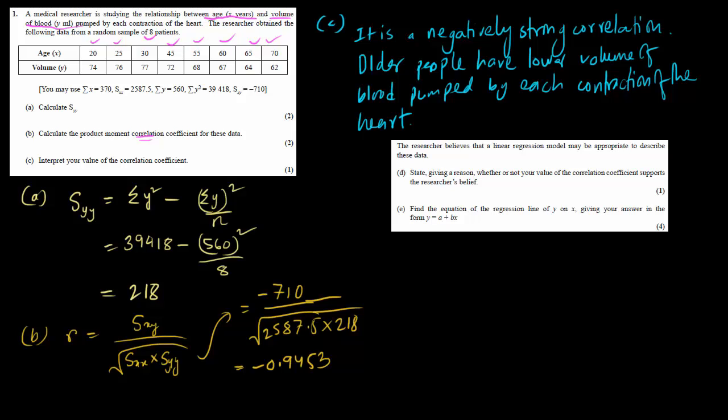The next question deals with regression. This is one question where the correlation and regression sum is given in the same question. So let's continue. The researcher believes that a linear regression model, which is basically an equation where we have two variables, x and y, and we find the direct relationship between them, may be appropriate to describe these data. So state, giving a reason, whether or not your value of correlation coefficient supports the researcher's belief. Now you have to remember there is a strong correlation. That means it supports. And you have to write this down in context.